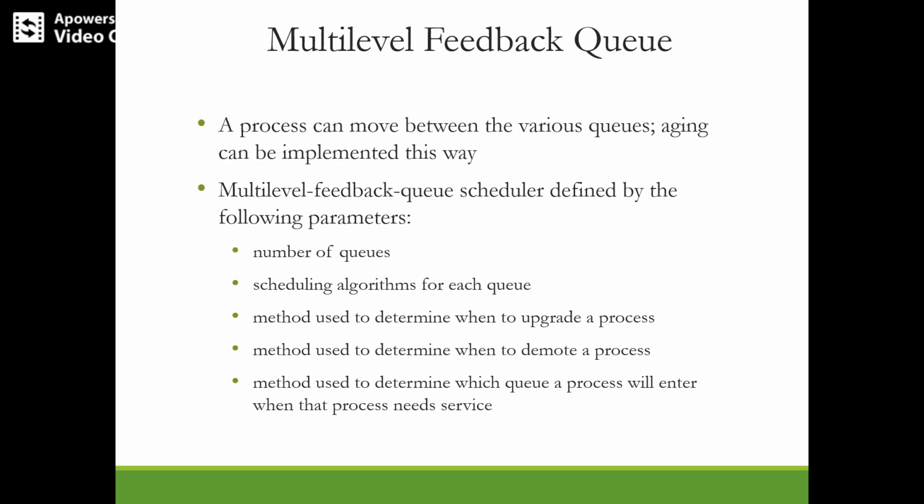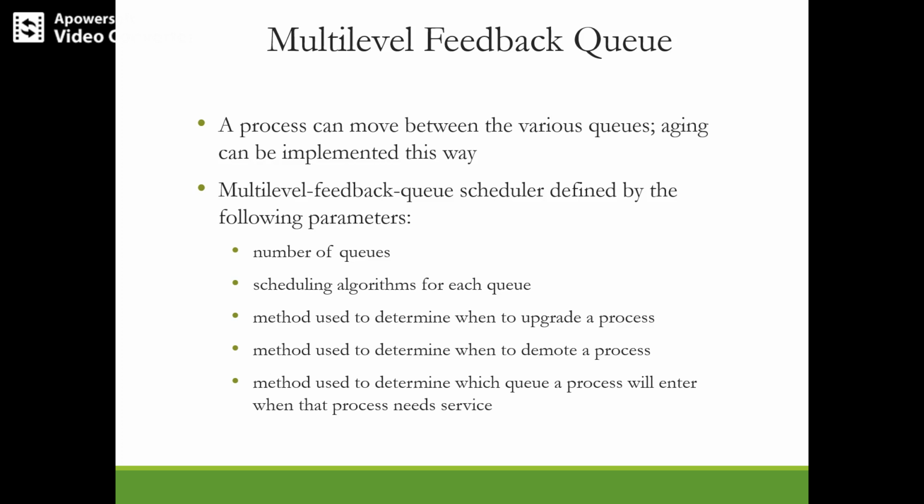The basic idea of this kind of scheduling is to separate processes with different CPU burst characteristics. Let's say a process uses too much CPU time, it will be moved to a lower priority queue. This scheme leaves IO bound and interactive processes in the higher priority queues. Similarly, a process that waits too long in a lower priority queue may be moved to a higher priority queue. Let's see this example with the help of a diagram.